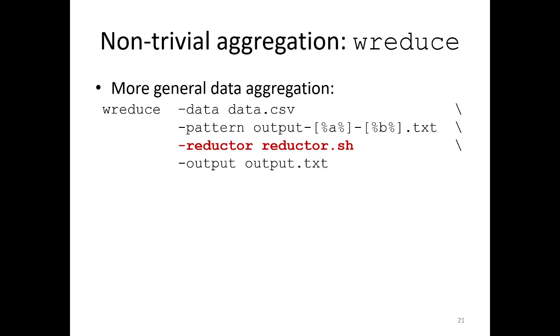So wcat is pretty simple, it just concatenates files. Sometimes, of course, you have reduction that is more complicated. And for this, wreduce can help. So it's for more general data aggregation. The idea is essentially that you again specify the data.csv file, which you used in order to submit your job. The pattern is the same thing as before, nothing changes, but the output file is specified, and there is a reductor. And the reductor can be any script.